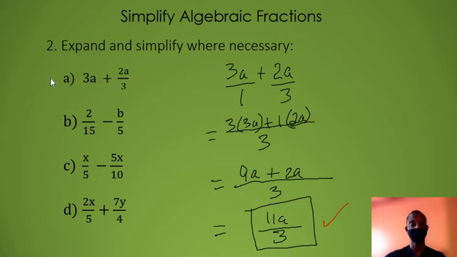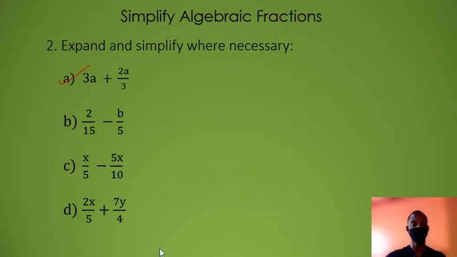Let's look at question number 2, which is 2b. You may pause the video and have a go at it. Then return when you have your solution. Okay, so we have 2 over 15 minus b over 5. What we're going to do is keep the principle in mind that when we're subtracting two fractions, we need to have the same denominator.